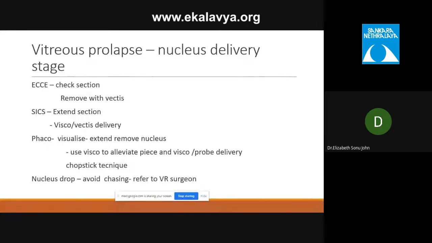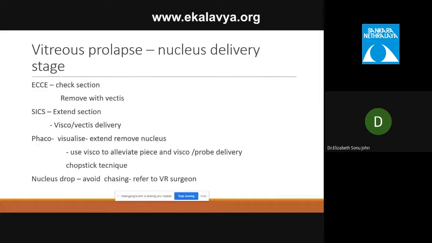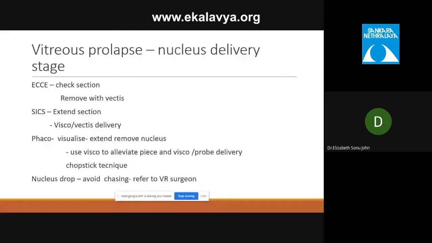Suppose during nucleus delivery, a nucleus drop occurs. You're trying to deliver or rotate the nucleus, but you see that it's tilting and going in. Avoid chasing the nucleus if it's gone to the midvitreous, because you can cause more damage, and it's better to refer to the VR surgeon. We can do an anterior vitrectomy. If the piece comes up, then you can take it. Otherwise, avoid chasing the nucleus piece or a nucleus drop, and close the eye, and it's safer to refer to a VR surgeon.